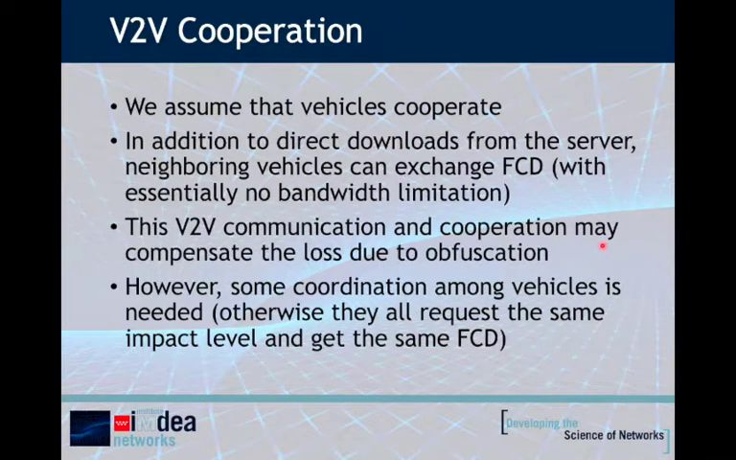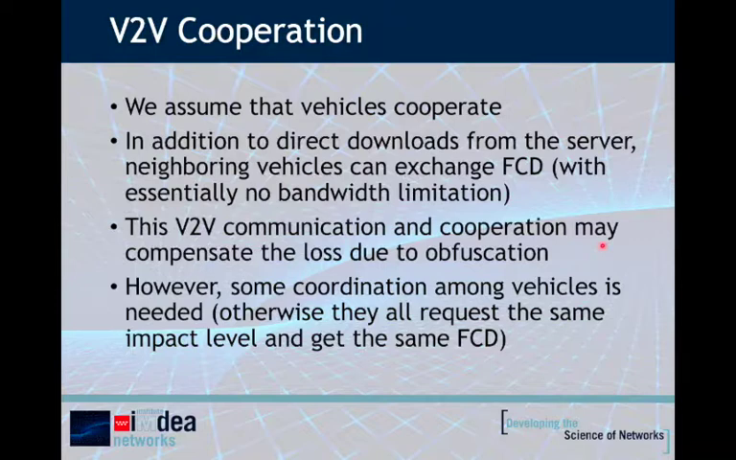In order to compensate a little bit for this problem with obfuscation, we're going to assume in this work that vehicles cooperate. So in addition to downloading data directly from the server, we're going to assume that vehicles that are close to each other, that are in range with each other, can exchange using some low range communication technology, like Wi-Fi.